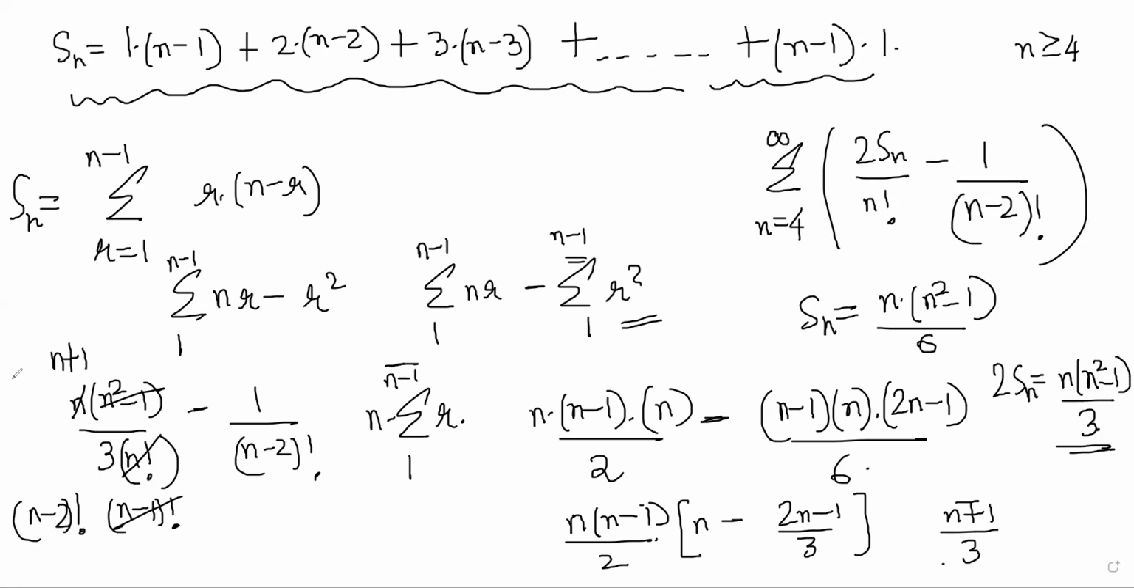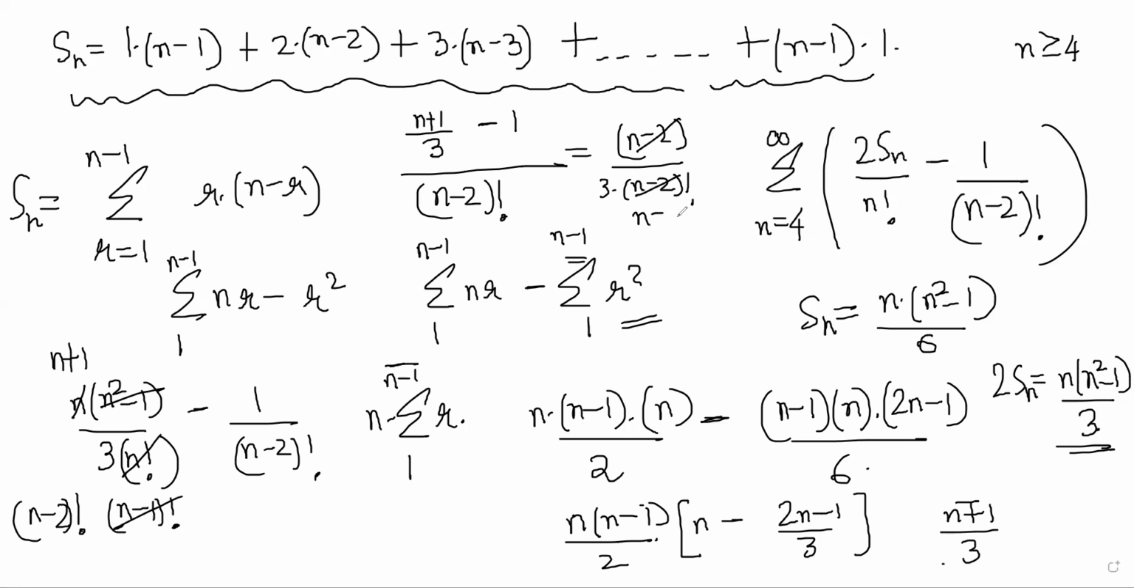So you're getting n plus 1 by 3 by n minus 2 factorial minus 1 by n minus 2 factorial. So that is basically going to become n plus 1 by 3 minus 1 by n minus 2 factorial, right? So this becomes what? n plus 1 minus 3, so n minus 2 by 3. So it is n minus 2 by 3 over n minus 2 factorial, which becomes n minus 3 factorial, right? The whole expression is basically 1 by 3 times 1 by n minus 3 factorial.